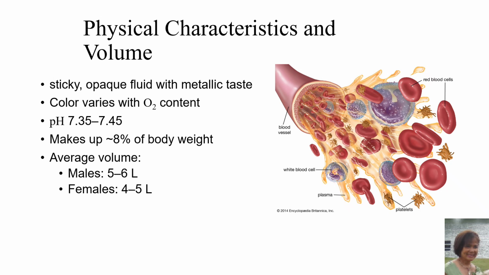It has a pH of 7.35 to 7.45. It makes up about 8% of the body weight, and the average volume among males is between 5 to 6 liters, and females, being on average smaller, between 4 to 5 liters.